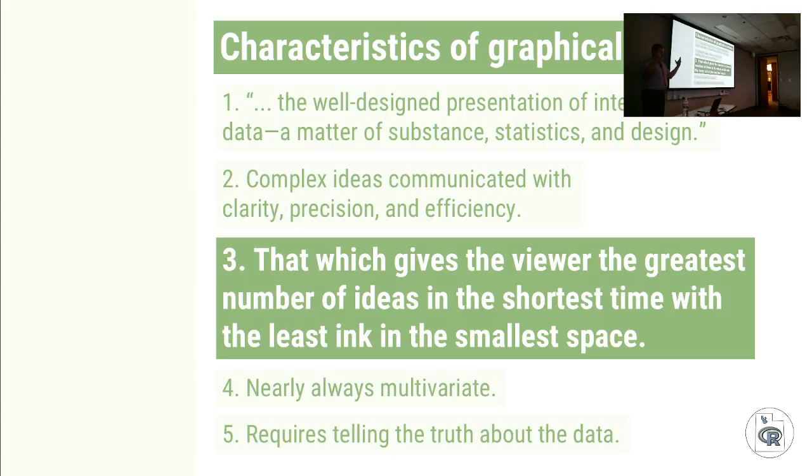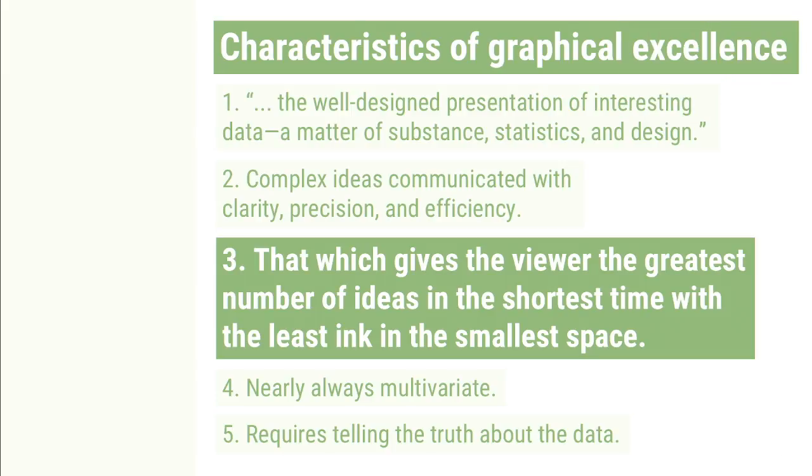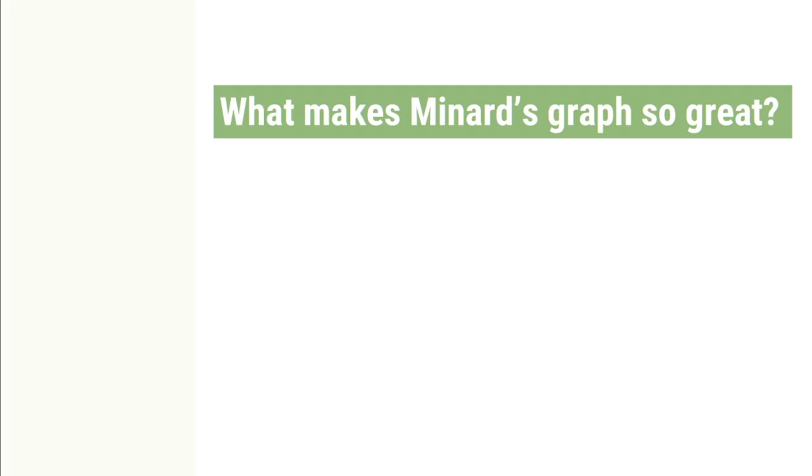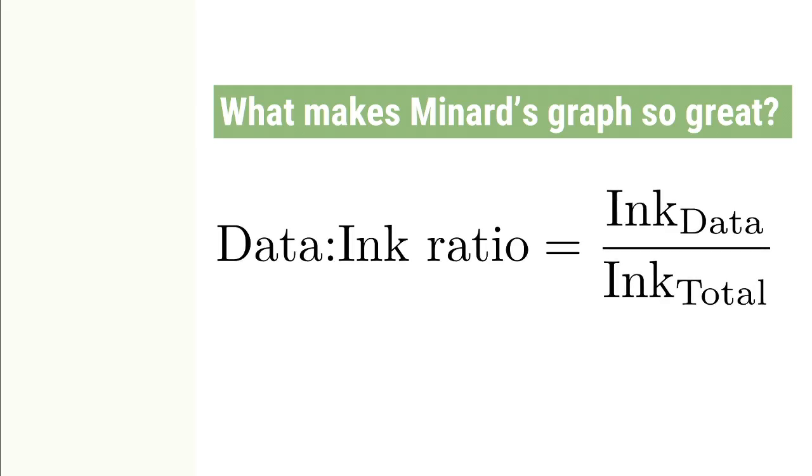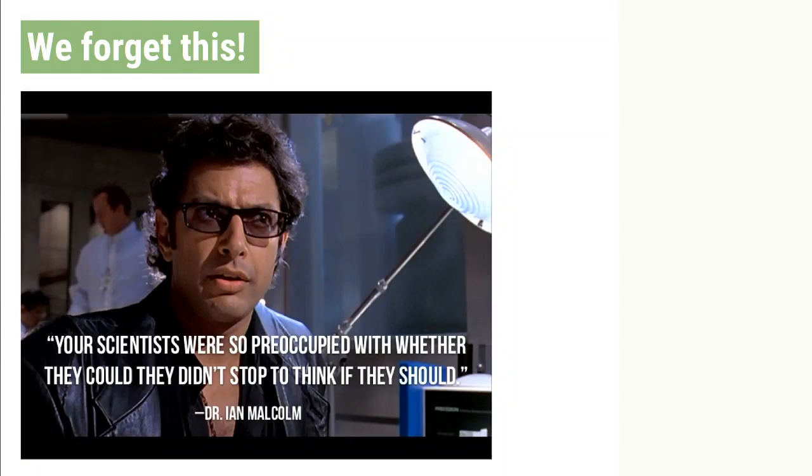It's the idea that whatever gives the viewer the greatest number of ideas in the shortest time with the least ink in the smallest space is a good visualization. And so it's called the data to ink ratio, where the more data you can fit in a graph without wasting ink or having tons of empty space that's not showing anything, the better. And that makes better visualization. It's really easy to not do this, though, and we always forget to think about the data to ink ratio.